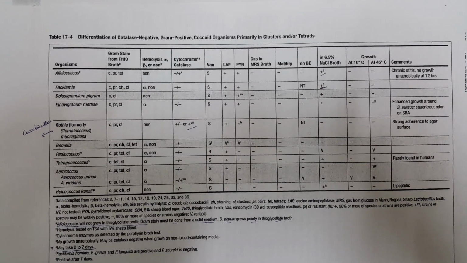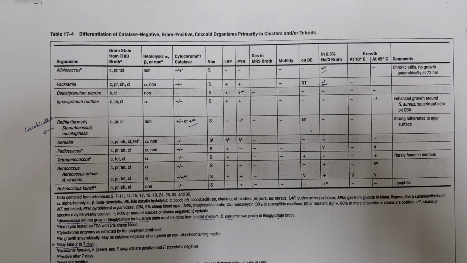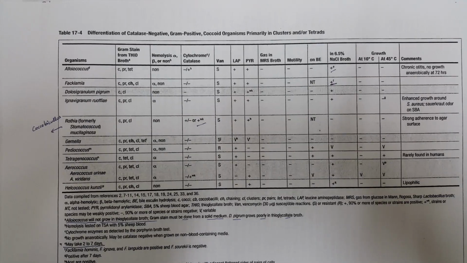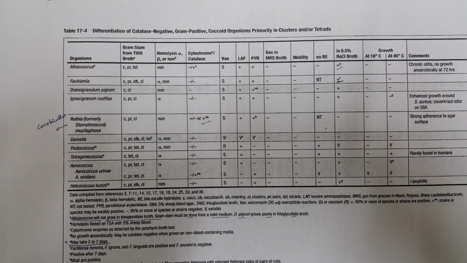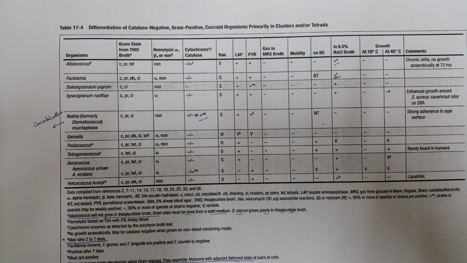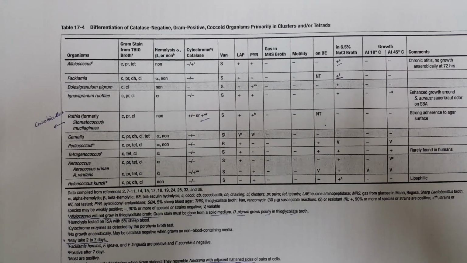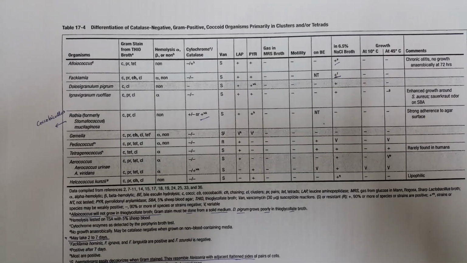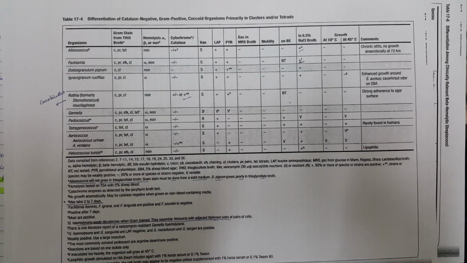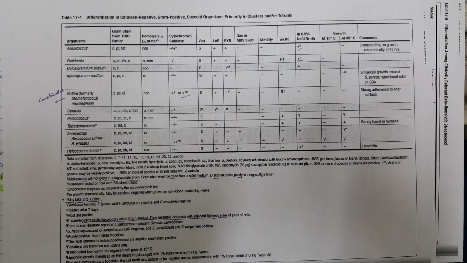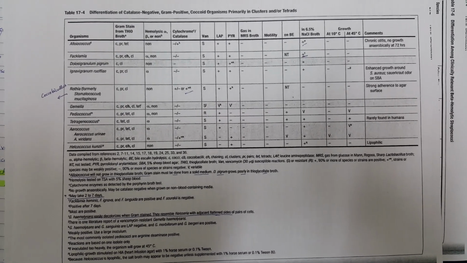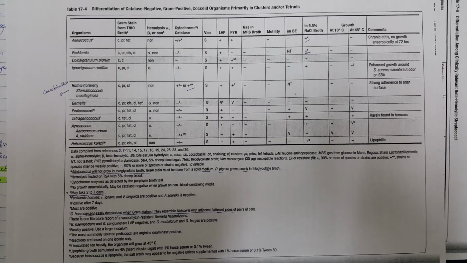Aerococcus, Facklamia, Dolosigranulum, pigrum, Ignavigranum, and Rothia, which was formerly called Stomatococcus, are all LAP and PYR positive. The rest of the organisms are not positive for both LAP and PYR discs. Ignavigranum ruoffiae also has a vitamin B requirement, and their growth can be enhanced with Staphylococcus aureus satellitism.